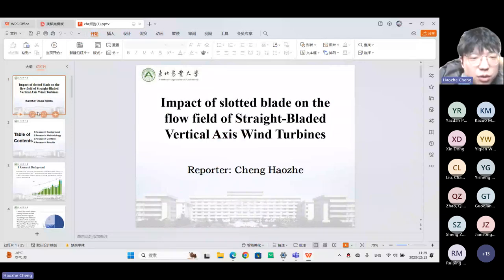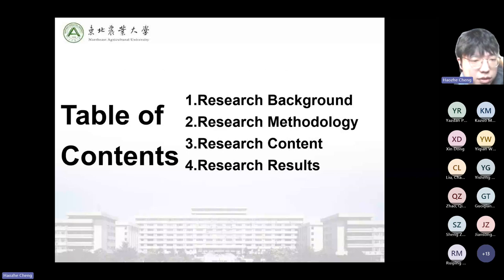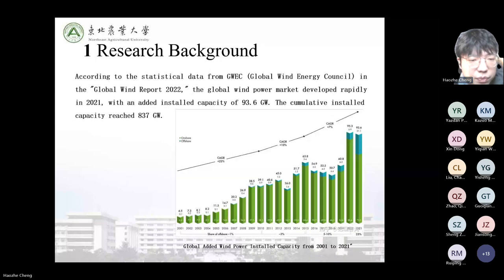Hello, everyone. I'm Cheng Haozhe from Northeast Agricultural University. Of slotted blade on the low. The report from the following excerpts. In recent years, with the escalating energy scarcity, the development and utilization of renewable energy has drawn attention worldwide. Industries such as wind energy and solar power are emerging as among the most promising globally.